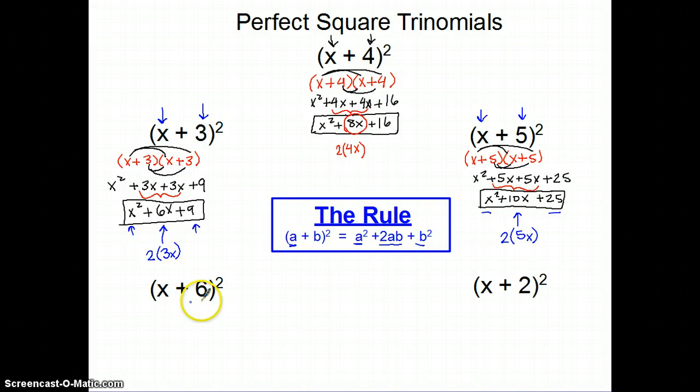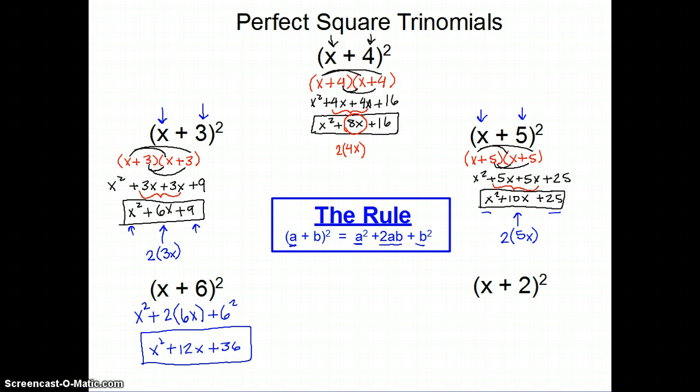So instead of foiling out this expression to the bottom left, I'm going to use the rule that I just wrote. I'm going to take my first term in my parentheses, which is x, and square it. I am then going to add 2 times the 2 things multiplied together, so 2 times 6x. All I'm doing is multiplying these two together and doubling it. I then add the last term in my parentheses, this 6 squared, so plus 6 squared, and simplify from there. x squared plus 12x plus 36 is your final expression.